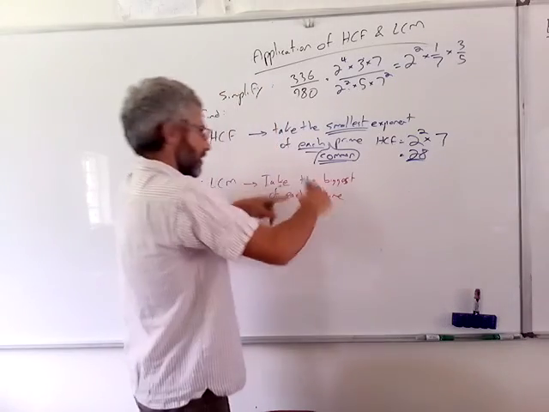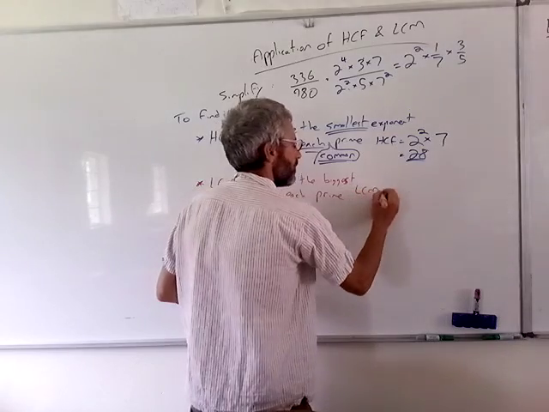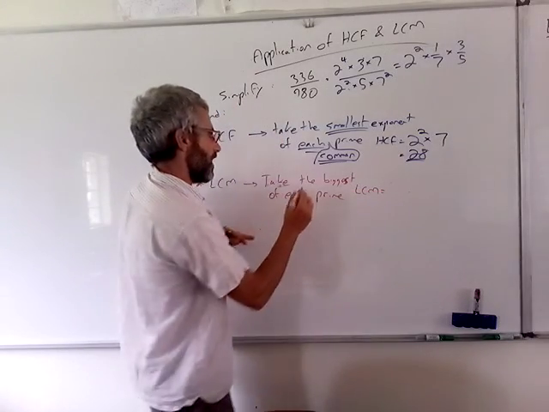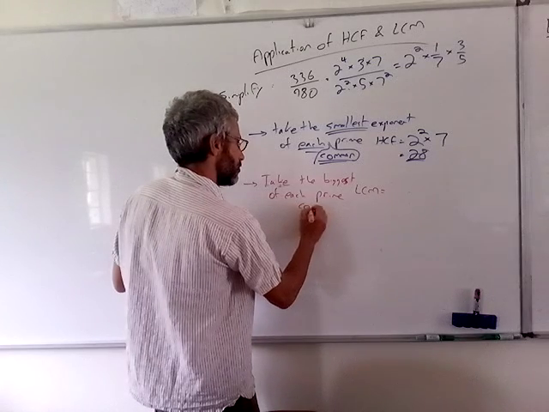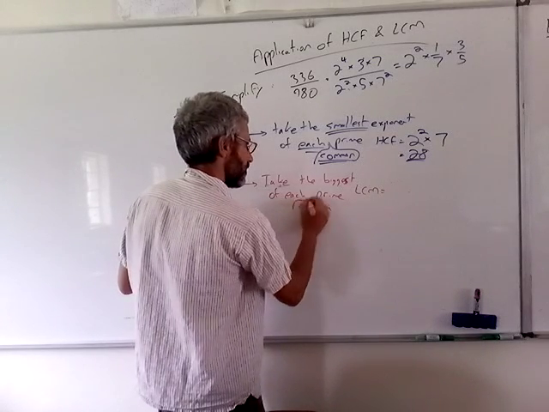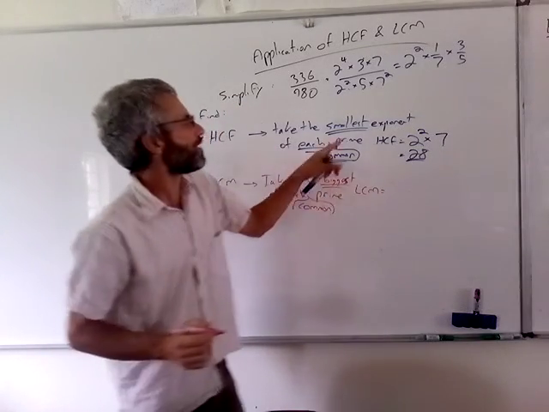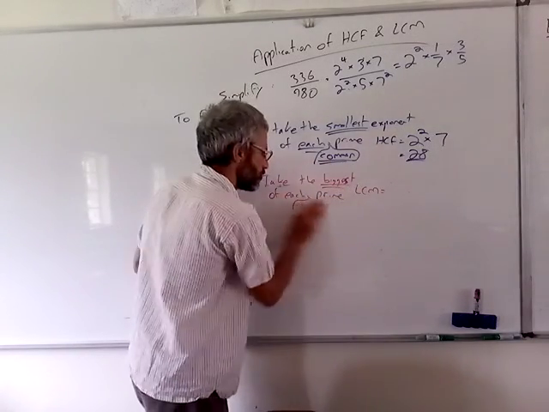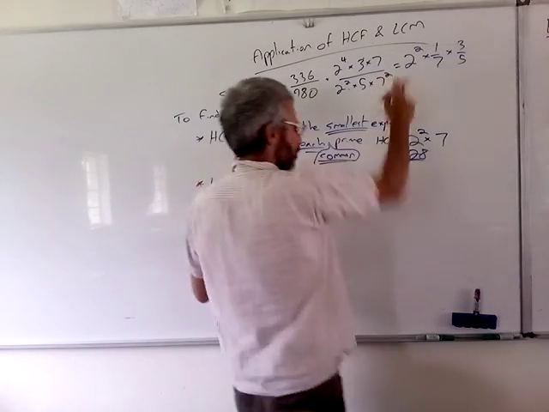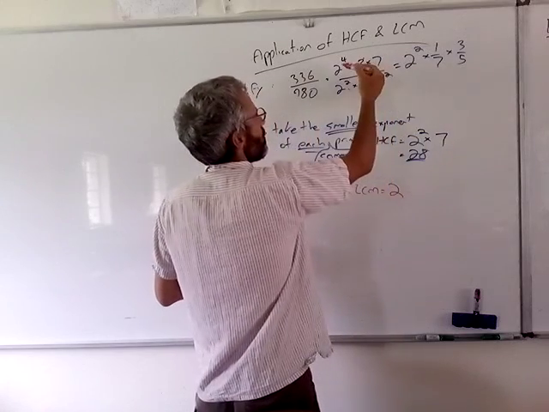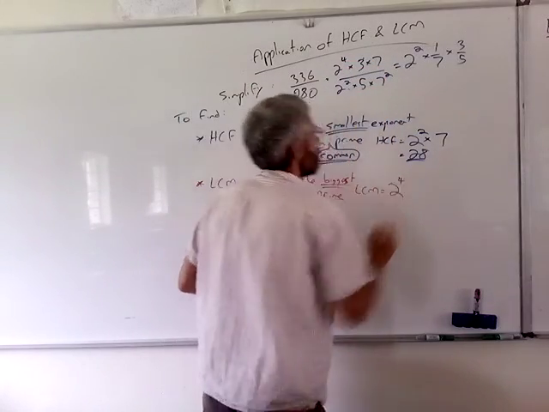When it comes to lowest common multiple, again I'm going to take the biggest exponent of each prime factor. So I'm not going to actually even use columns, I'm going to write basically all the prime factors. So we're going to start with 2. I've got 2 to the power 4 and 2 squared. Which one is larger? 2 to the power 4. So it's going to be 2 to the power 4.